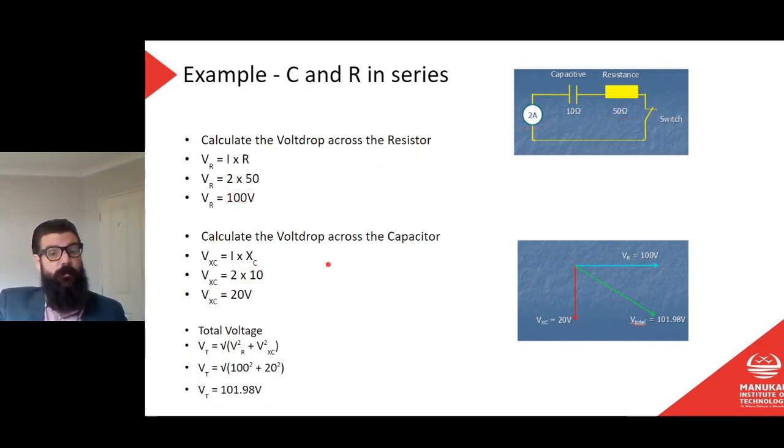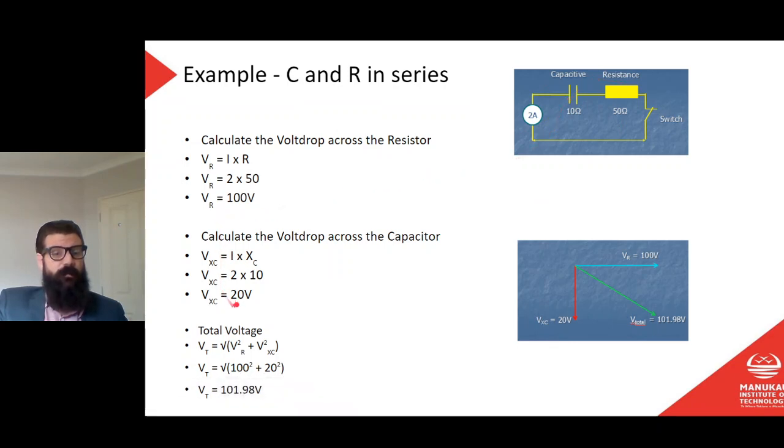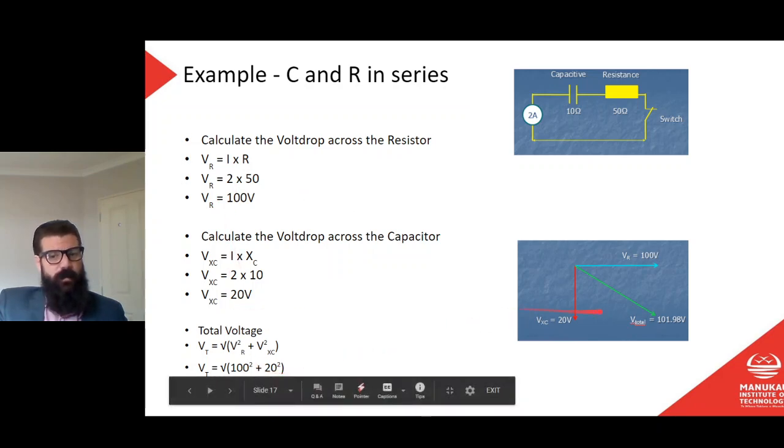If we calculate the volt drop across the capacitor, we've been told that our capacitive reactance is 10 ohms. So we do the same formula: 2 amps times 10 ohms, which would be 20 volts. Our total voltage then, we can't add those two voltages together. We saw on the last example that adding the voltages together does not, in a series circuit of this type, give us the total voltage. So it's not 120.